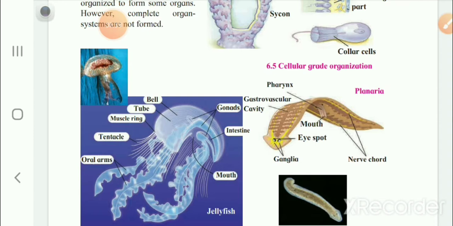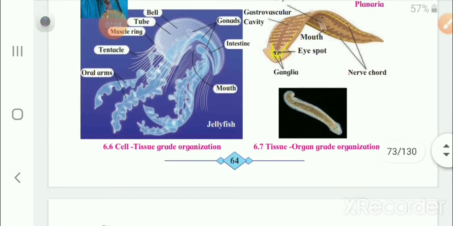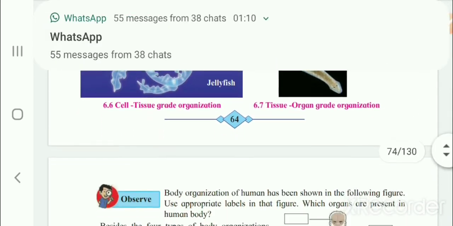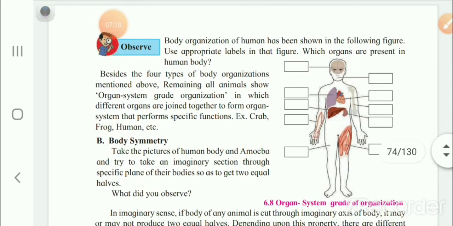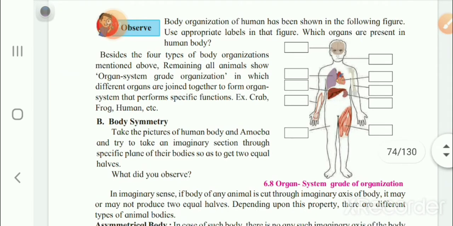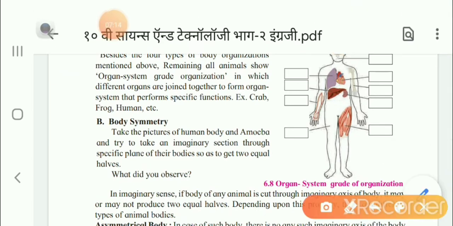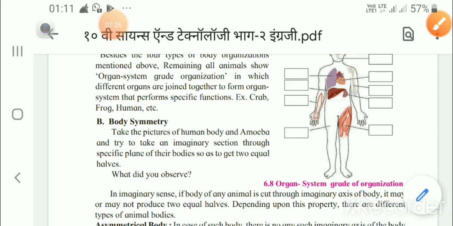Now come to the next page. That is, this was 64. Now we'll see page 65. We'll see here, children, that this topic symmetry and this first topic all is omitted. This body symmetry also is omitted for you.